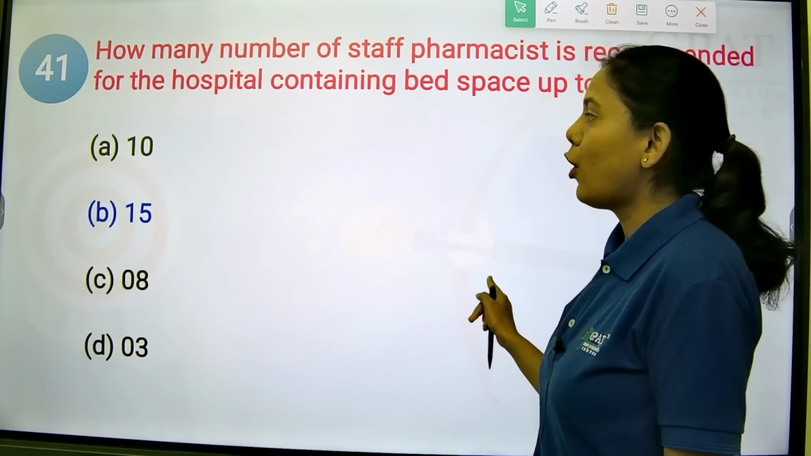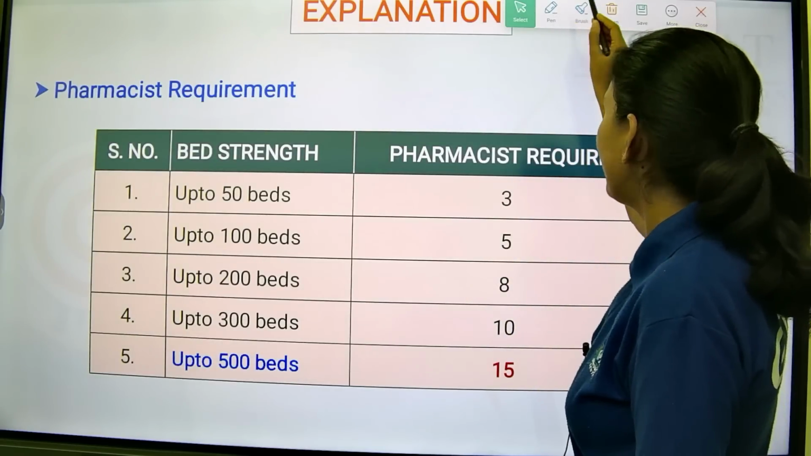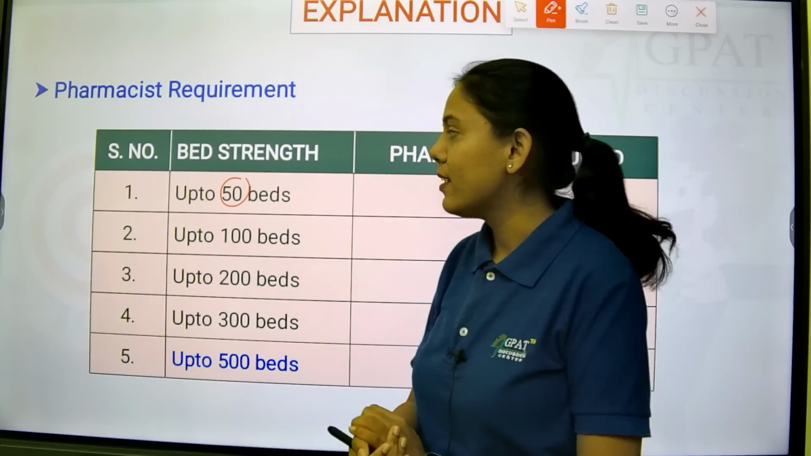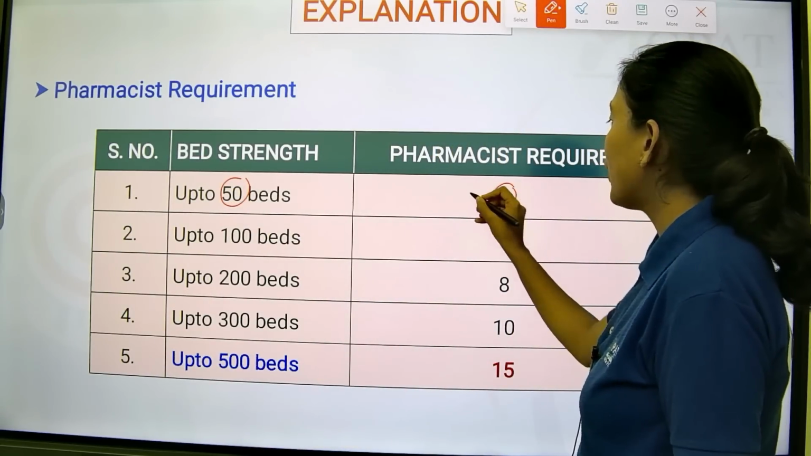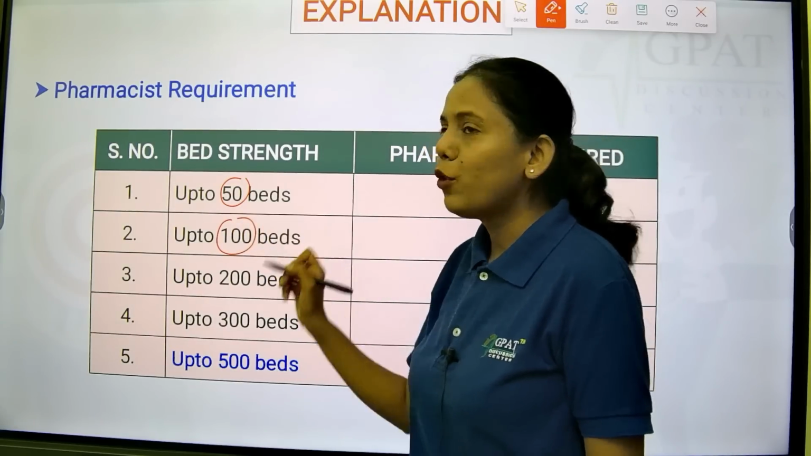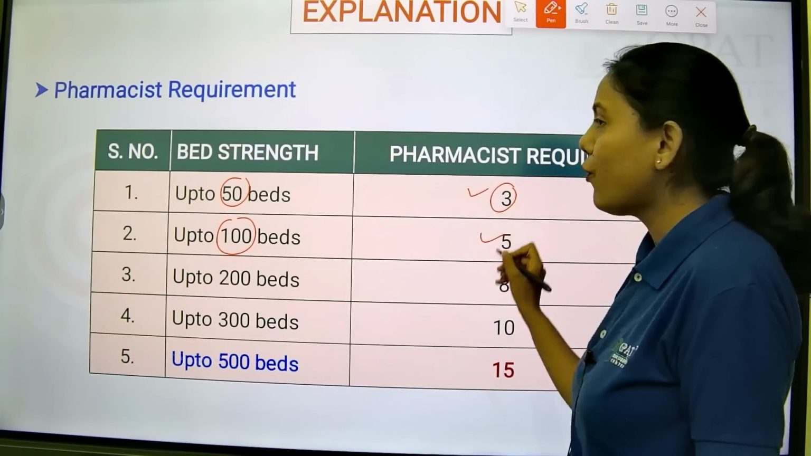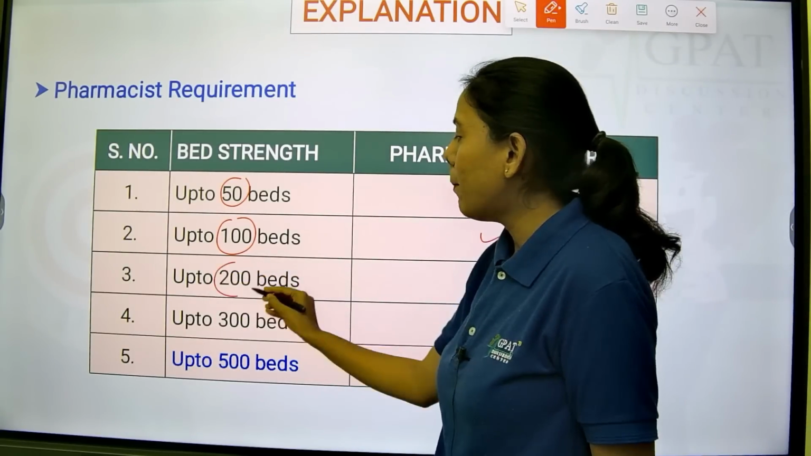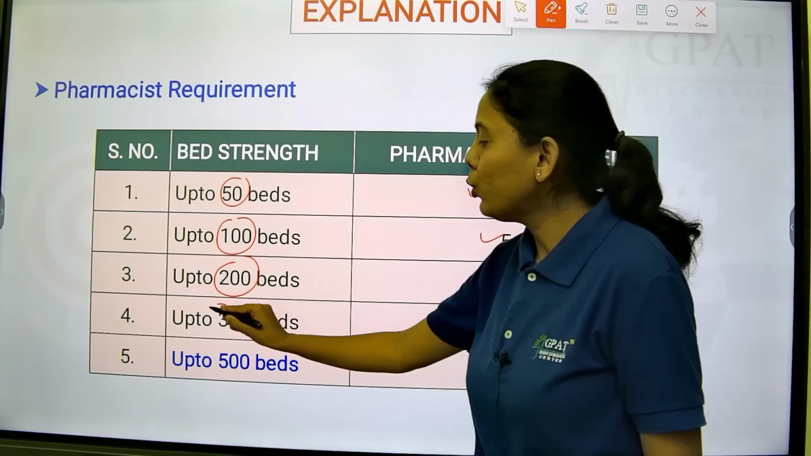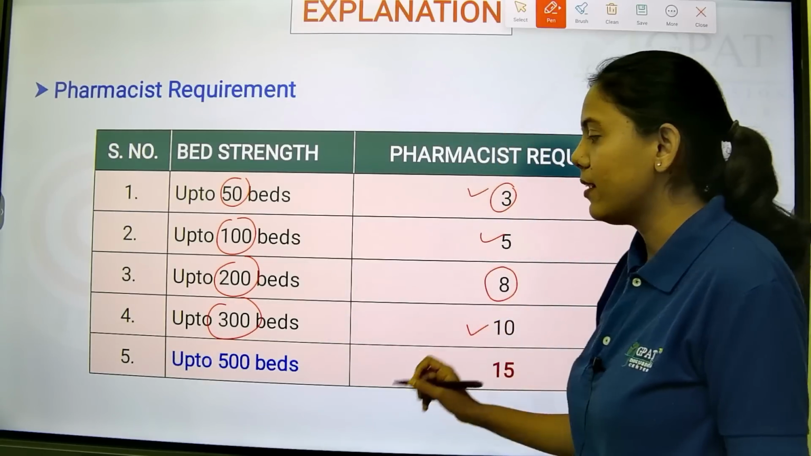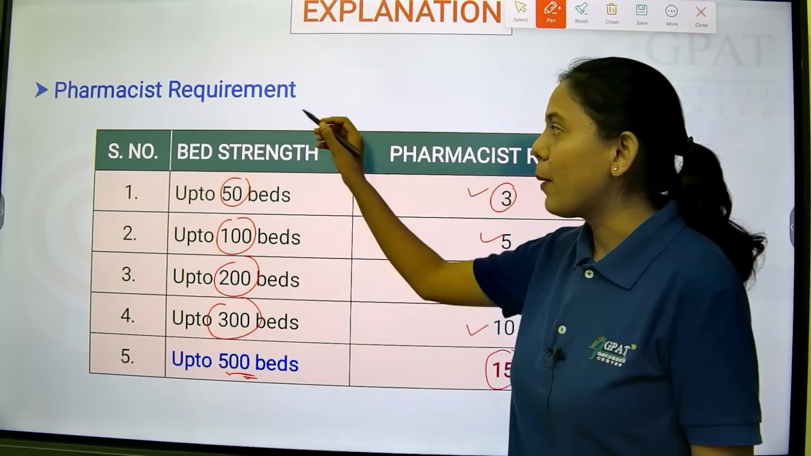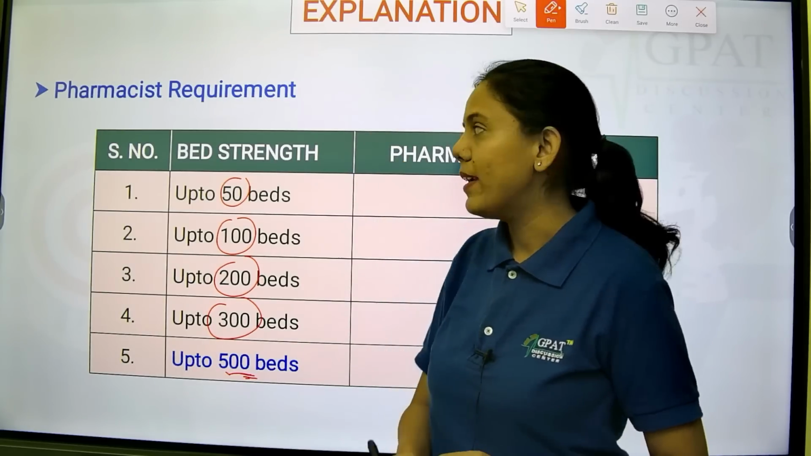Now let's see, apart from 500 bed size, we have different bed sizes also. If the bed strength is up to 50 beds, the number of pharmacists required is 3. If we increase the bed size up to 100, then it will be 5. For 200 beds, the number of pharmacists required is 8. Up to 300, it is 10 pharmacists. And for 500 beds, at least 15 pharmacists are required. So this is the pharmacist requirement based upon the bed size.